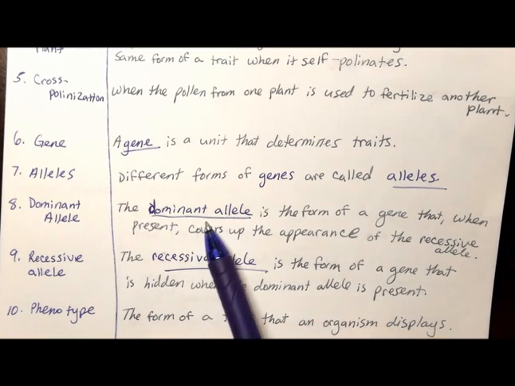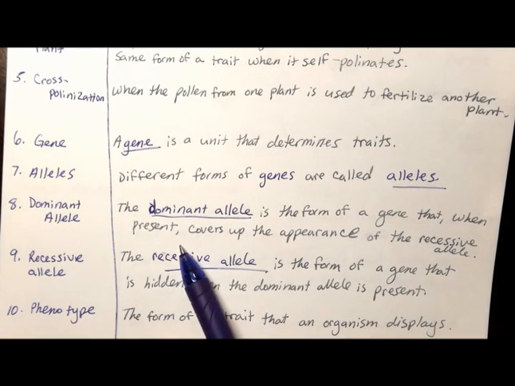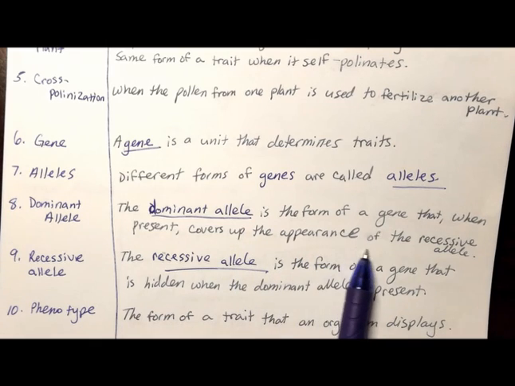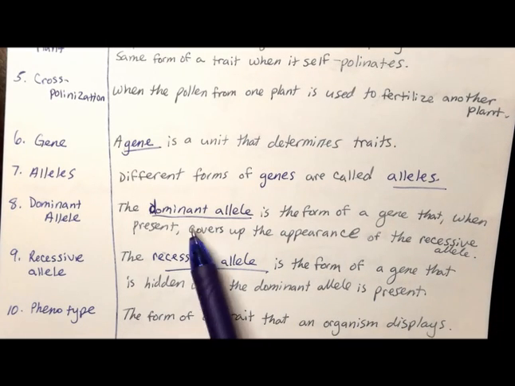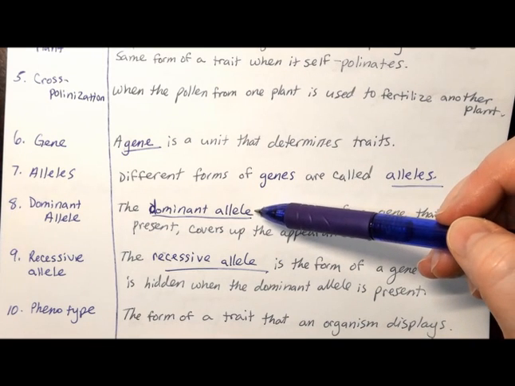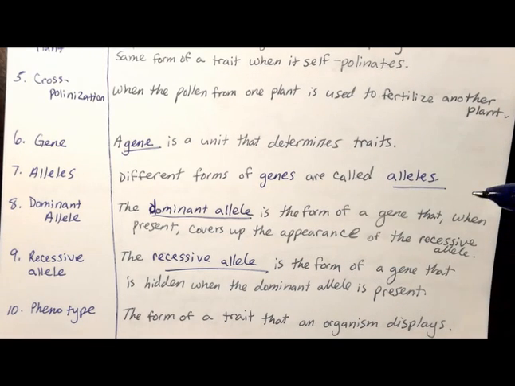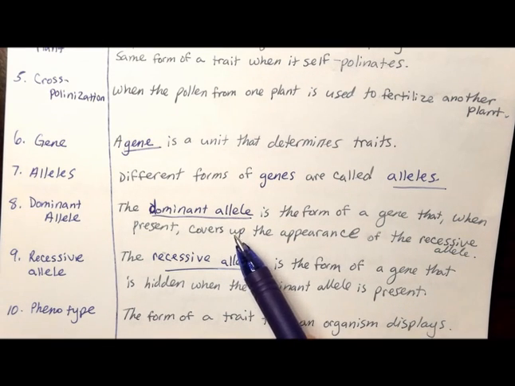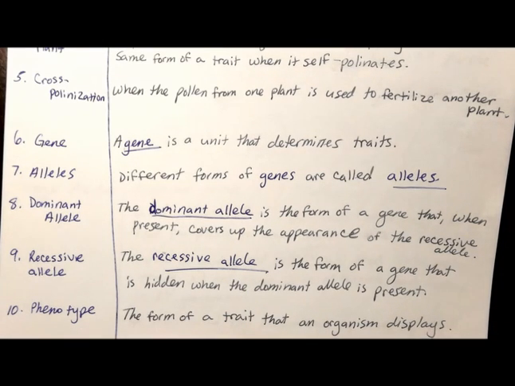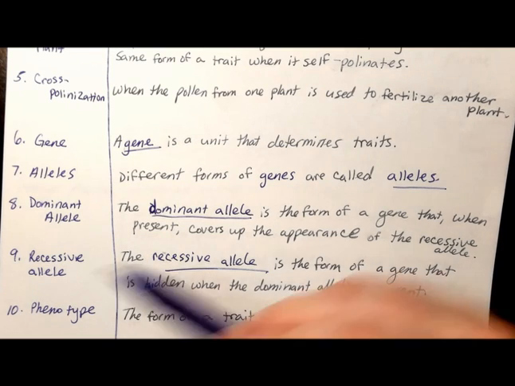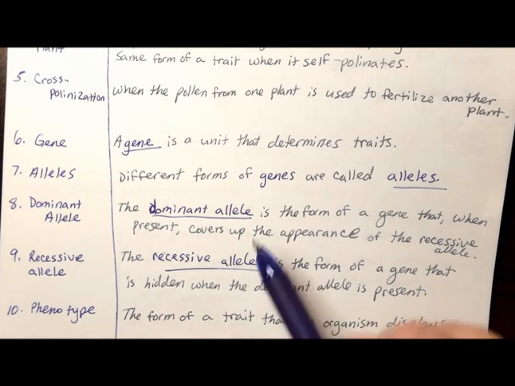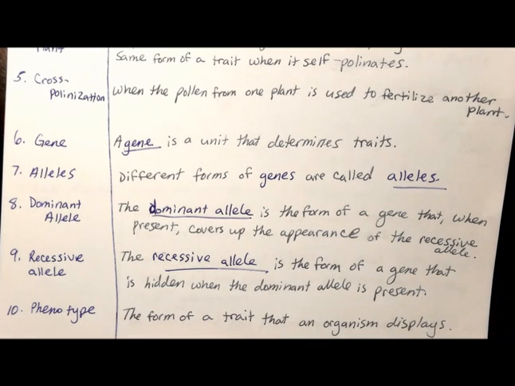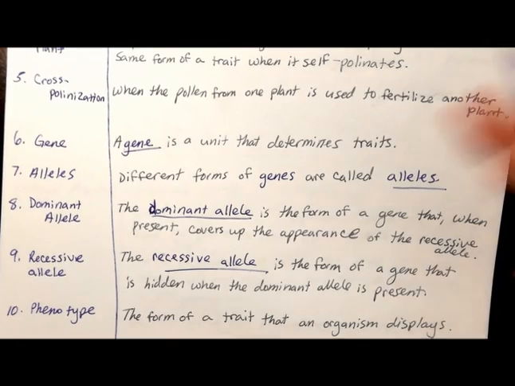Dominant allele. The dominant allele is the form of a gene that, when present, covers up the appearance of the recessive allele. We'll talk a little bit more about this later in the notes, but basically, if you have a family where a lot of people have the same color hair, and then suddenly you get a cousin who has this weird hair color and you don't know where it came from, they probably had a recessive allele showing up, but everybody who has the same color probably has dominant alleles.